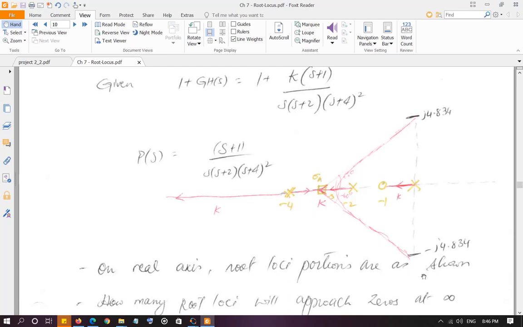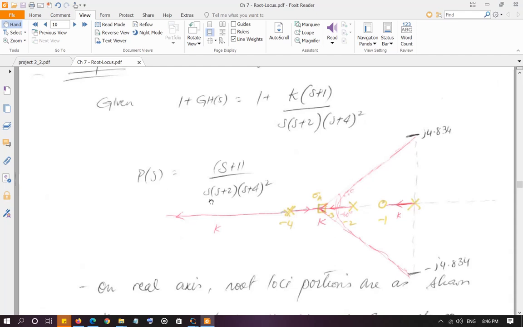First thing is to locate zeros and poles of PS. So we know 1 zero at -1, and 4 poles, 0, -2, and 2 poles at -4. So I have -1, 0, and then a pole at 0, a pole at -2, and then 2 poles at -4. That's the first step. Second step is to identify the sections of real axis which will be part of the root locus. So we're gonna start here.